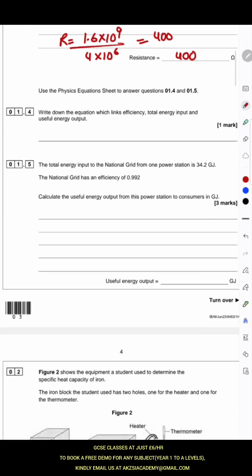So our answer is 400 ohms. Moving on to the next one. Use the physics equation sheet to answer question number 1.4 and 1.5. Write down the equation which links efficiency, total energy input, and useful energy output.